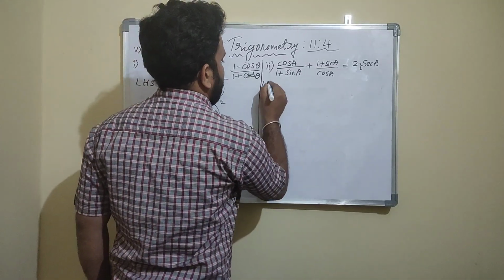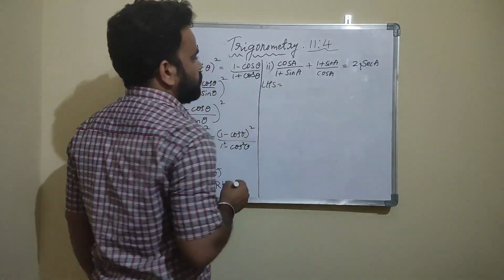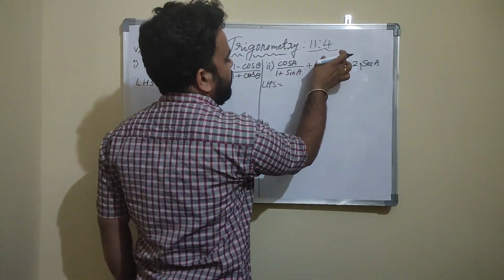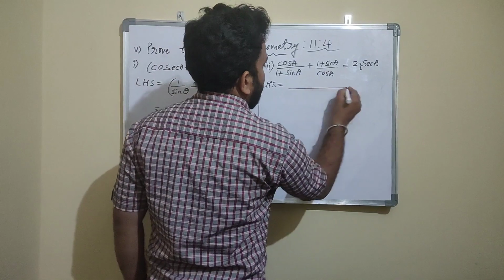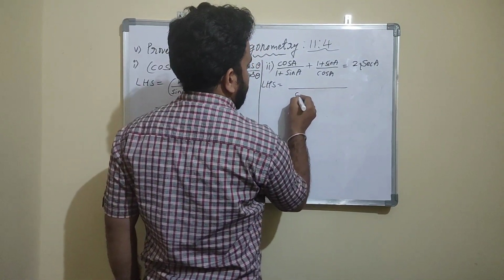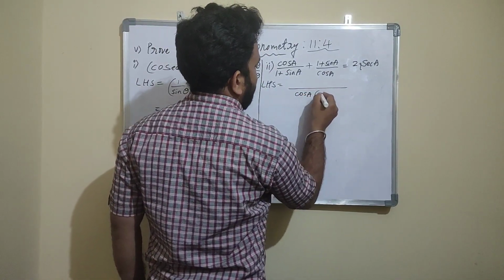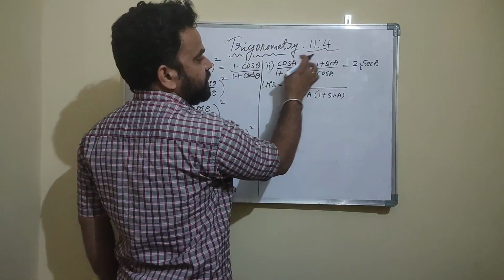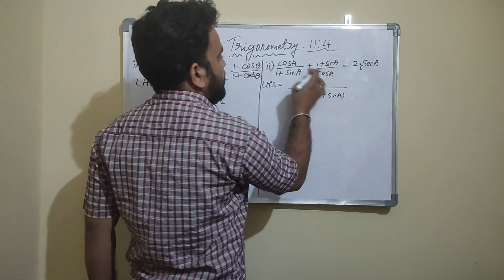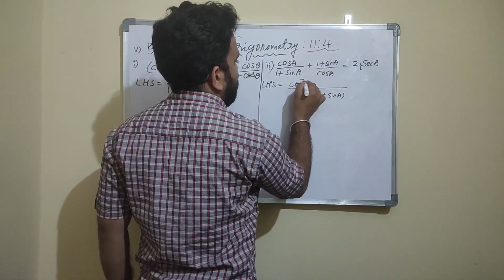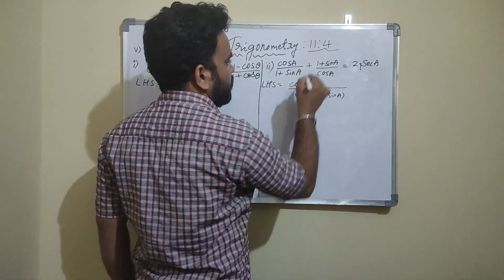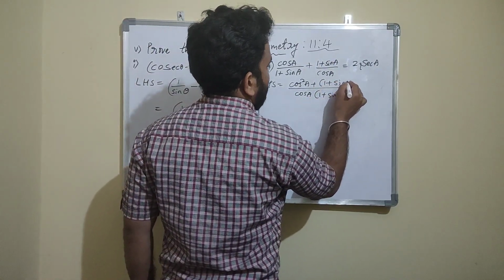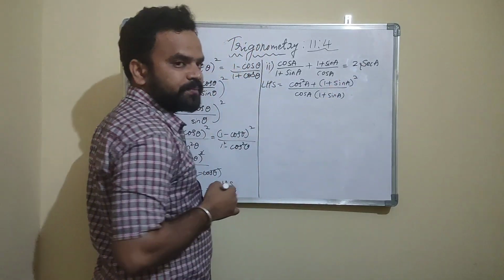So I will take LHS is equals to, this is LHS, cos A by (1 plus sin A) and (1 plus sin A) by cos A. So what we can do here, I will take LCM as cos A into (1 plus sin A). Here we need to multiply cos A, here we need to multiply (1 plus sin A). Cos A into cos A, cos square A, plus here (1 plus sin A) into (1 plus sin A), (1 plus sin A) whole square, right?